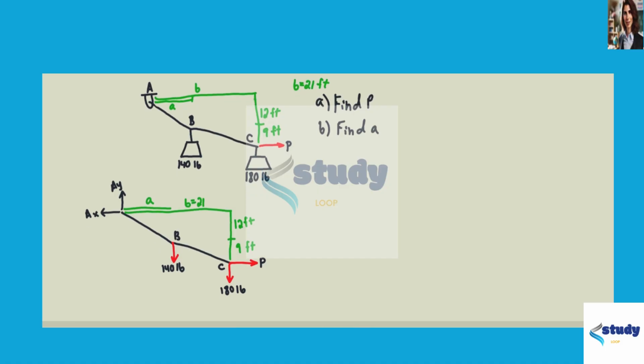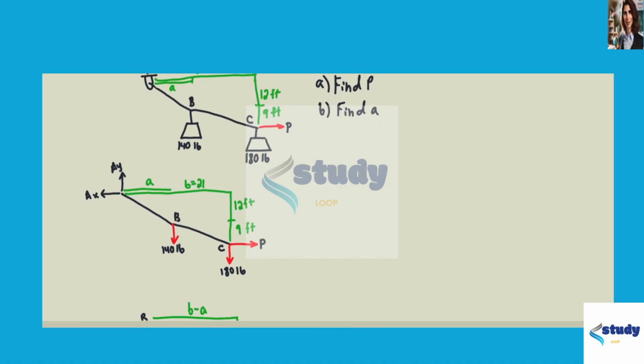To start off this problem, we're going to draw a free body diagram from A to C. We're going to add in the reaction forces at A. We're going to put Ay in the positive y direction and Ax in the negative x direction. The first thing we're going to do is the sum of moments around A and set that equal to 0.